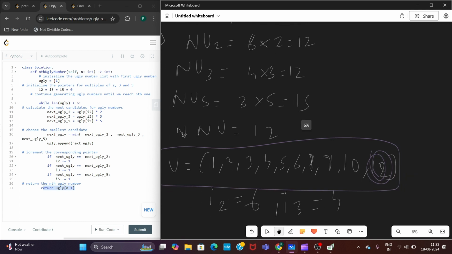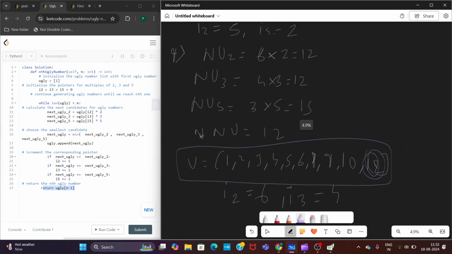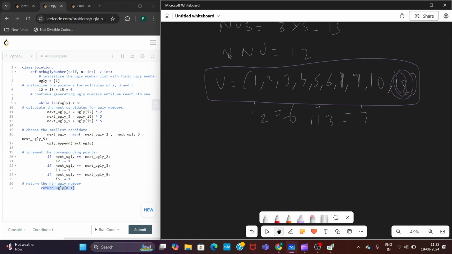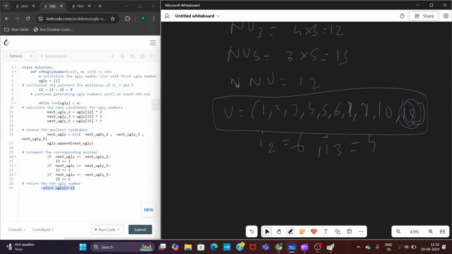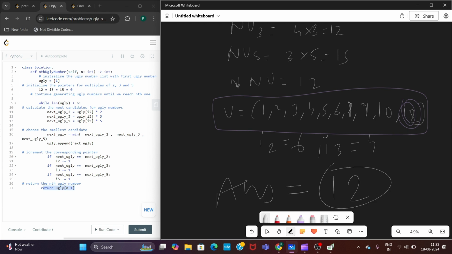So my answer will be equal to 12. Answer will be 12. So in this way, we have to solve the problem statement. Let me try to run the code.